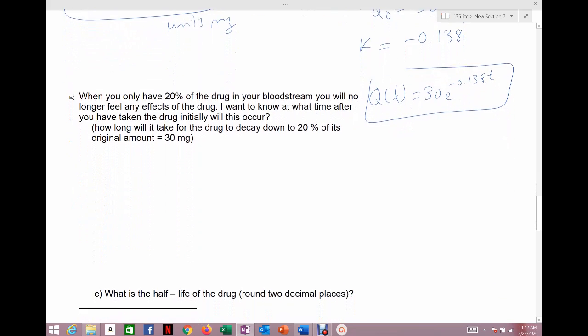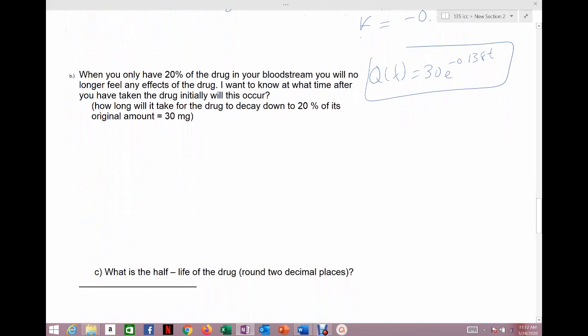Alright, so the first question: when you only have 20% of the drug in your bloodstream, you'll no longer feel the effects of it. So you start with 100%, and when your body has decayed it down to 20%, you no longer feel whatever it does. If it's a pain reliever, it stops working, it's no longer effective. We want to know how long that will be.